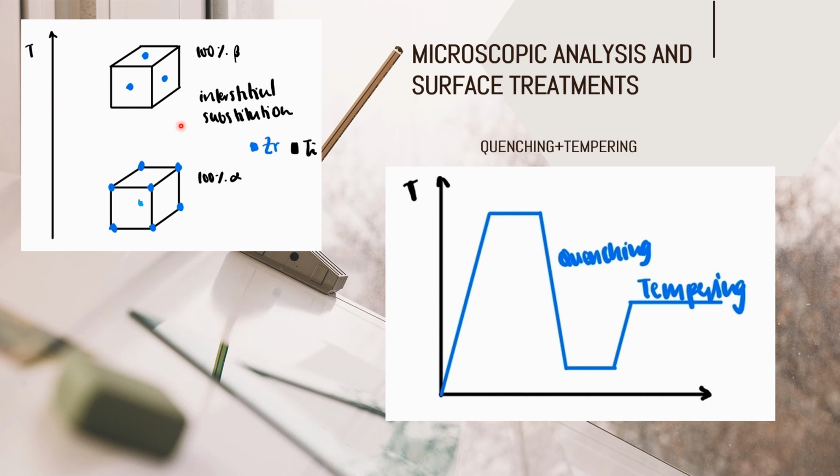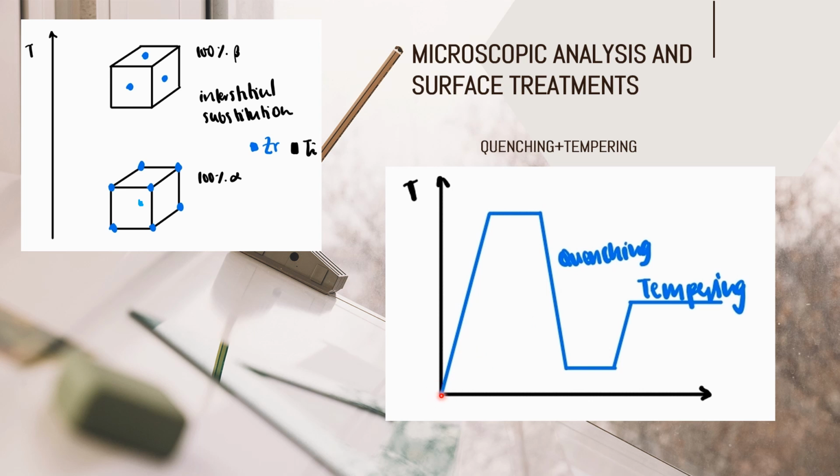But when increasing temperature, we will move to 100% of beta phase, and this rearrangement in the atoms would be mainly caused by this interstitial substitution. Once we have analyzed its microstructure, we want our material to be as strong as possible and to have the better mechanical properties. And this is a good way to get this, by introducing a surface treatment, a heat treatment that is a succession of quenching and tempering.